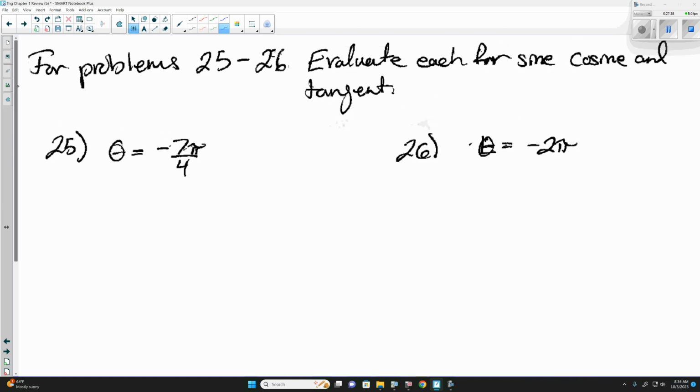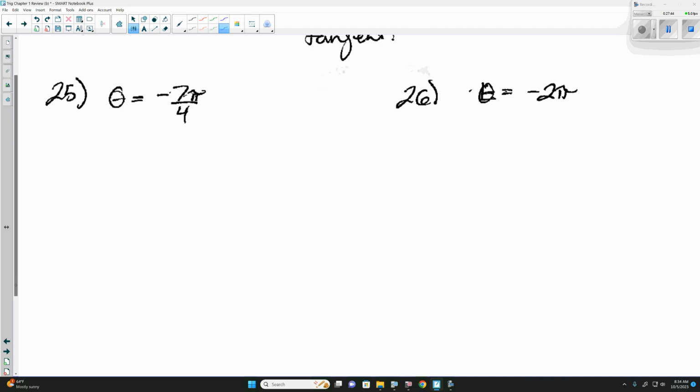We'll finish up with these here. Evaluate for sine, cosine, tangent. 7 pi over 4. If we wanted to do this, quote unquote, by hand, we can add 2 pi to it and get pi over 4. At this point here, I would get the unit circle out, let it do the work for me.